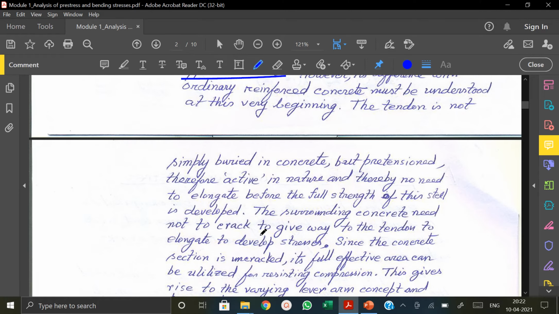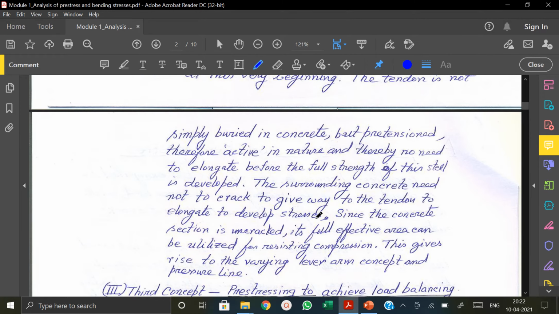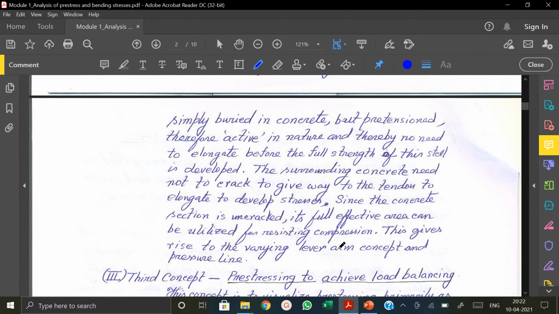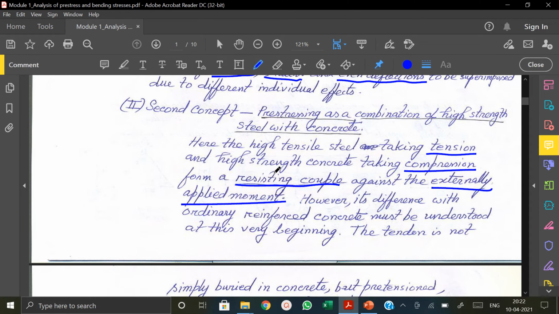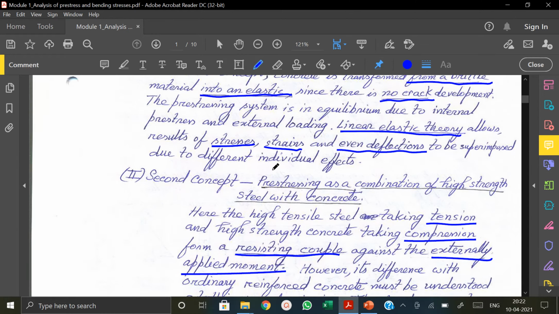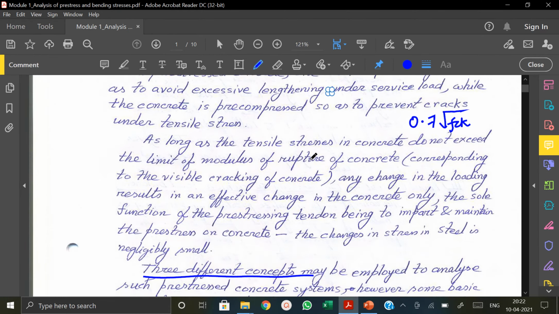Now, the surrounding concrete need not crack to let the tendon elongate to develop stress, which means it doesn't need to wait for its ultimate strength to elongate. Since the concrete section is uncracked, its full effective depth area can be utilized for resisting compression. This gives rise to the varying lever arm concept and pressure line. So we'll assume it as a couple which will resist the externally applied load. That is your second concept. Based on that also we can do the analysis of prestress and bending stress.